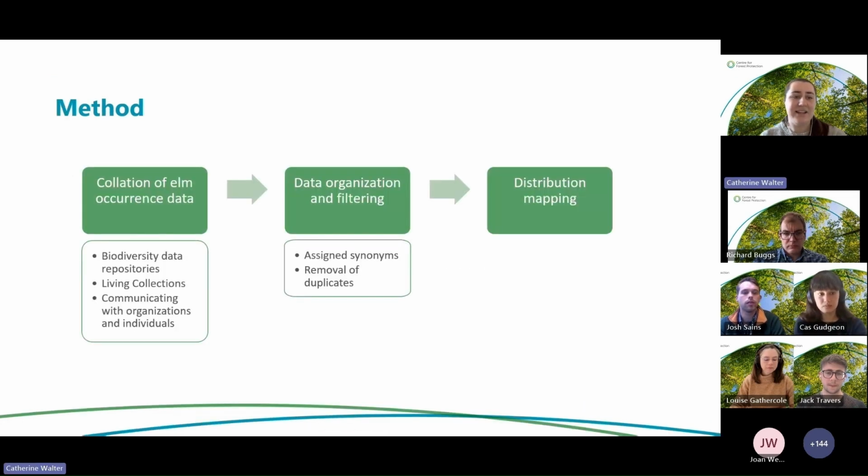To do this, I collected data from a variety of sources, including open data repositories, and also directly communicating with individuals. I then organised the data and filtered it. The taxonomy of elms is very complex, and so you could find many different names being used in different sources. So I assigned synonyms where I could to make sure that maps represented the same taxa where possible. Once I'd done this, I removed duplicates based on their name and their location. And then I used this to map the distribution.